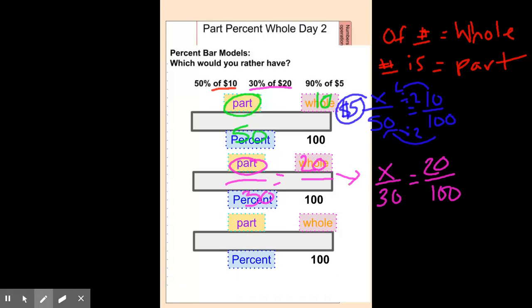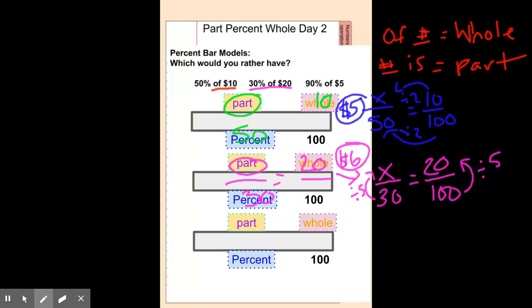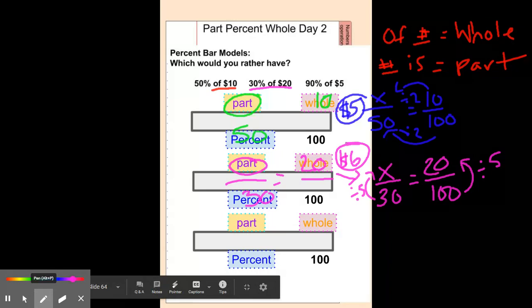Okay, this time the relationship I see is right here between 100 and 20. 100 divided by 5 is 20. So 30 divided by 5 is going to give us our answer, and 30 divided by 5 is $6. So our answer is $6. Okay, and the last question, we have one more.